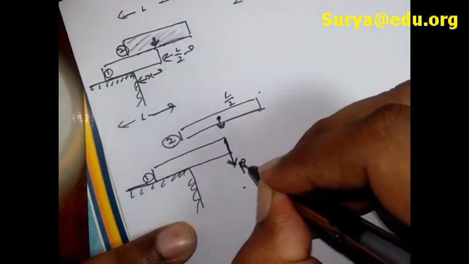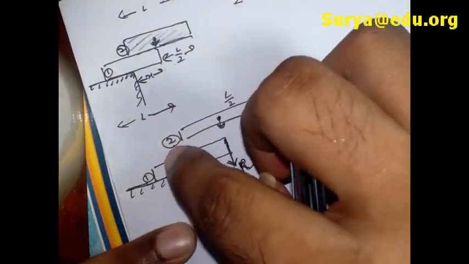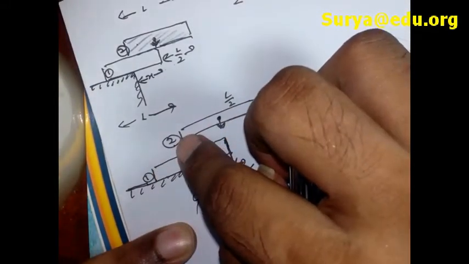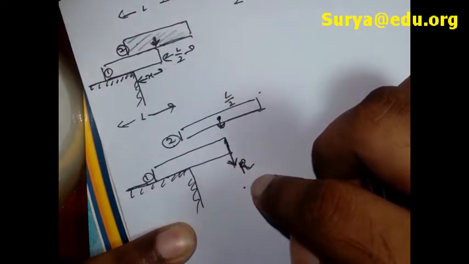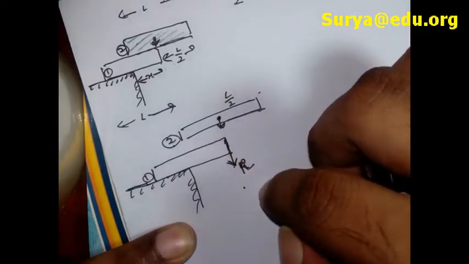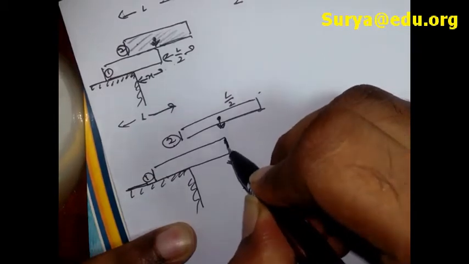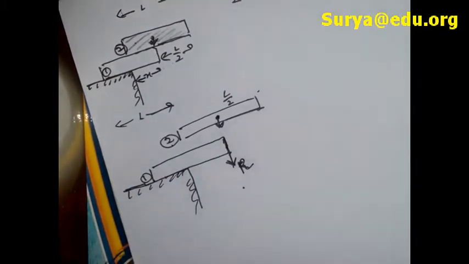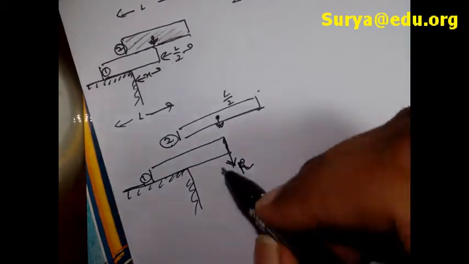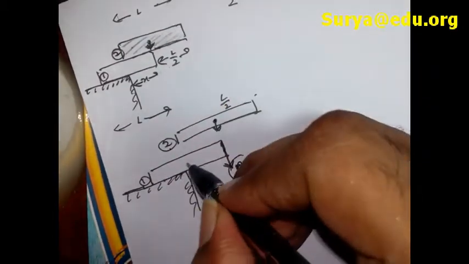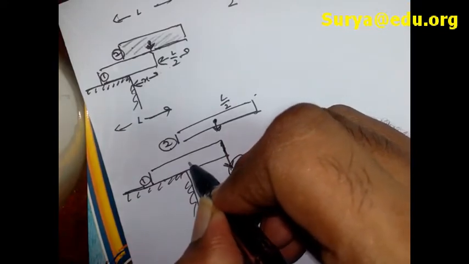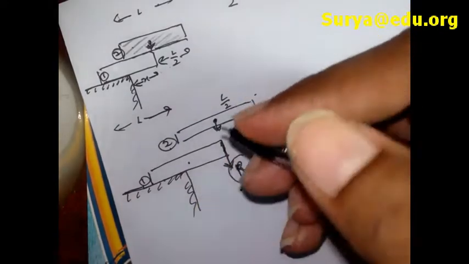So this is R, right? Just because of the weight of block number 2, it will exert a downward force which passes through the edge of block number 1. So that's no problem. And now this R is actually balanced by the weight of this block, which is block number 1.